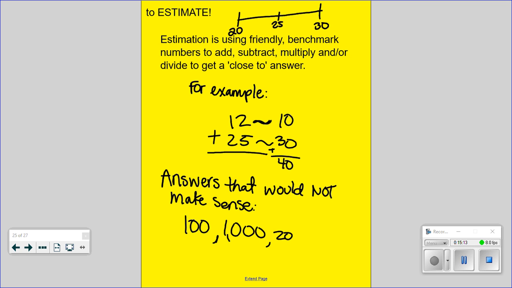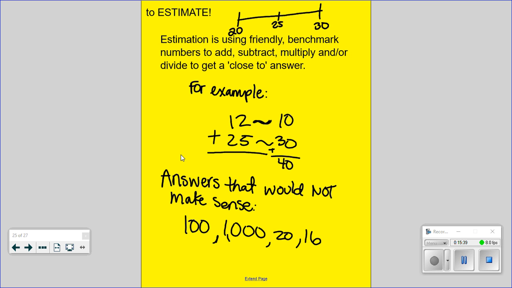Arvin, what do you think? Because you're 35 up and you're adding 12, so that's going to be more. Liam, can you think of another crazy answer that wouldn't make sense? 16. Right? 5 would not make sense, because the numbers that I'm adding are already bigger than that.